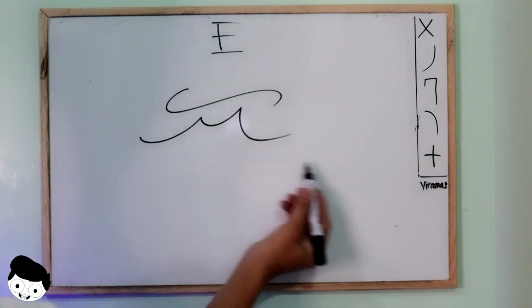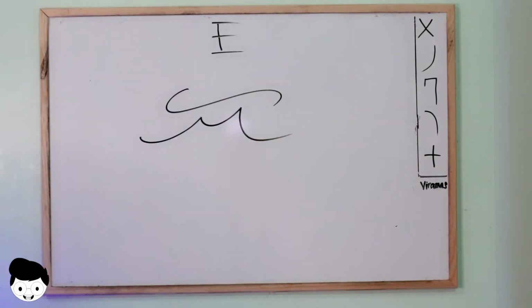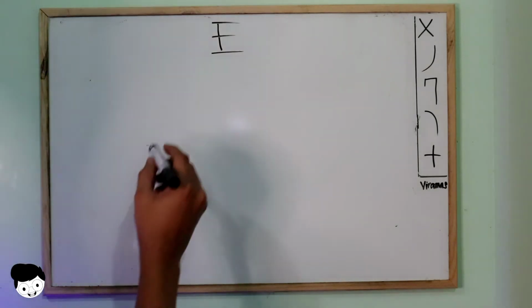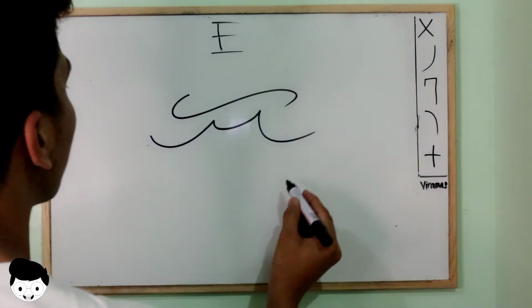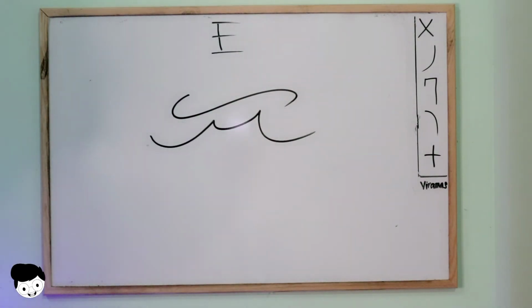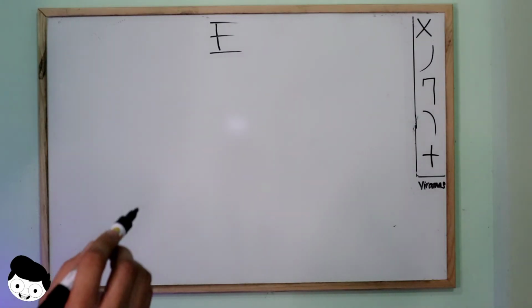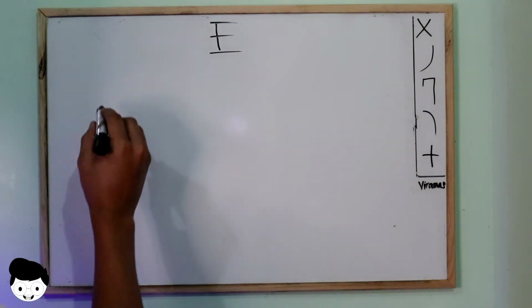1. Ito po ang character E ng Baybayin. Uulitin ko po. 1, 2, 1, 2, 3. Hold your notebook and ballpen, let's practice.